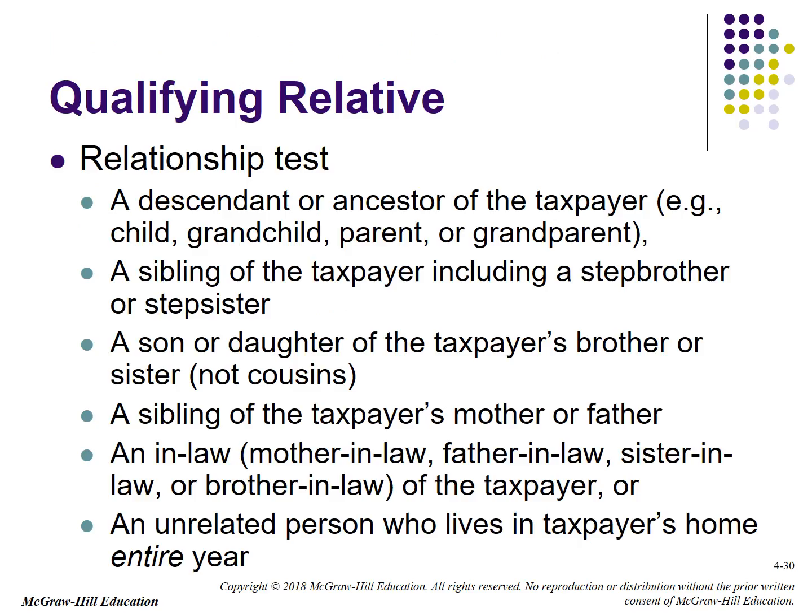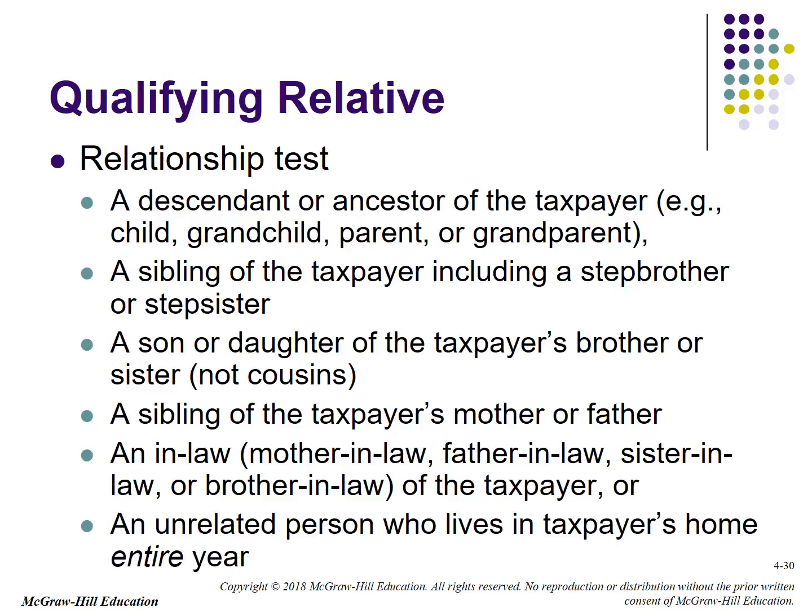The relationship test, much wider view than a qualifying child. Now we're including mom and dad, grandparents, great grandparents, etc. So it's a descendant or ancestor of the taxpayer, a sibling of the taxpayer, son or daughter, brothers of the son or daughter of the taxpayers. Cousins are not included in this definition. A sibling of the taxpayer's mother or father, or in-laws.